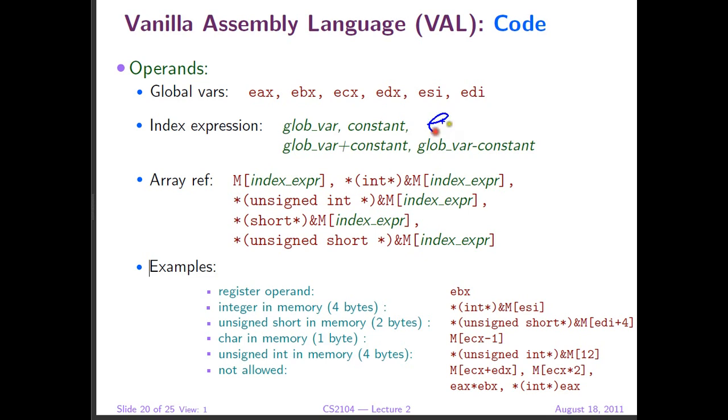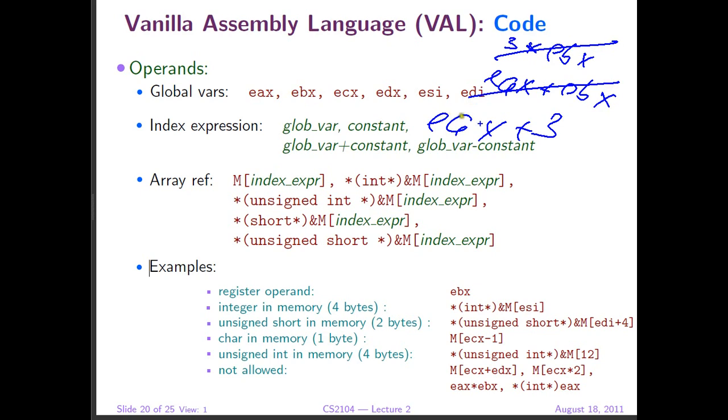These are all the expressions that are allowed. For instance, EAX plus 3 is a legal index expression. EAX plus EBX is not. 3 times EBX is not. So this is not allowed, this is not allowed. Only global variable plus constant, global variable minus constant.